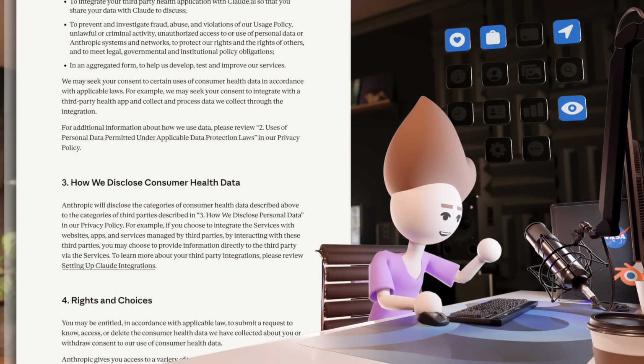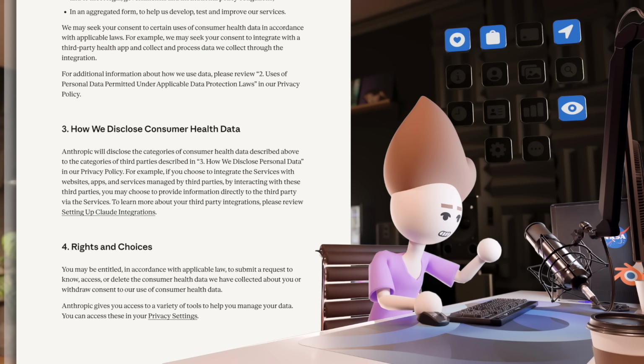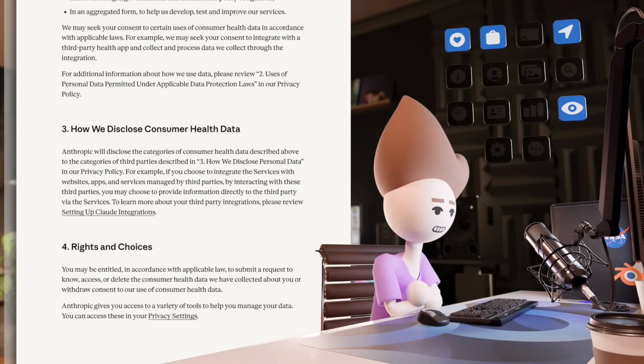3. How we disclose consumer health data. Anthropic will disclose the categories of consumer health data as described above to the categories of third parties described in 3, how we disclose personal data in our privacy policy.